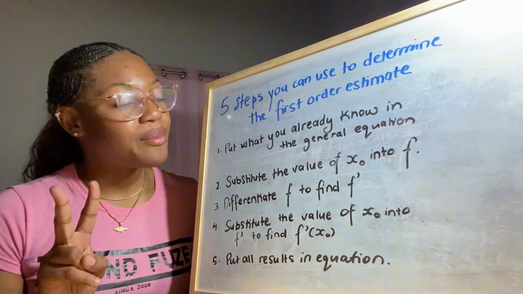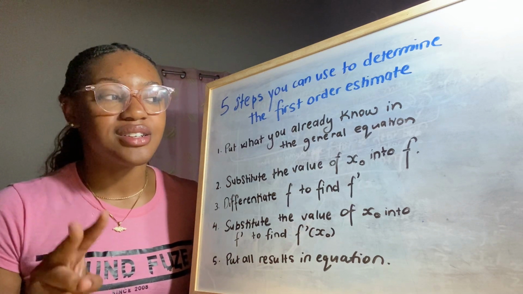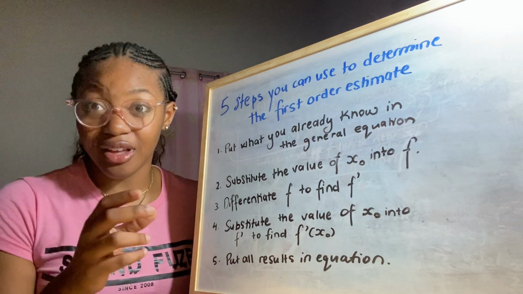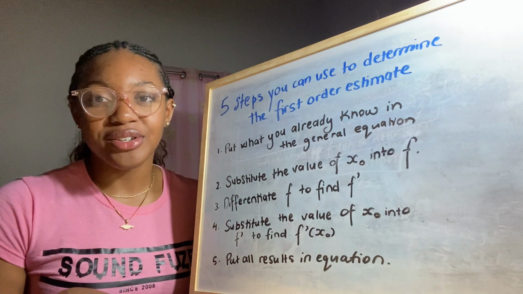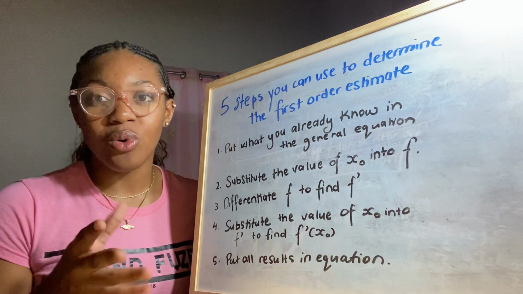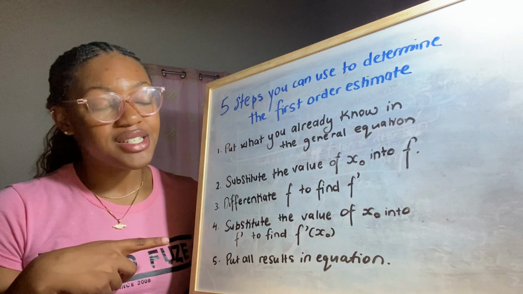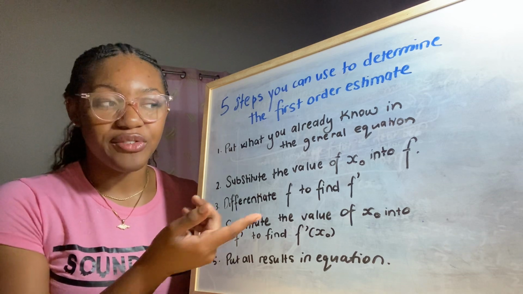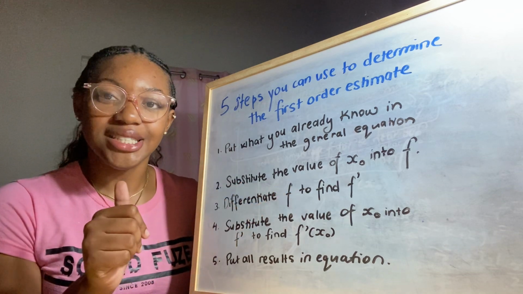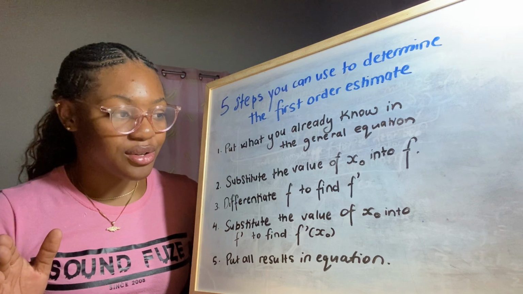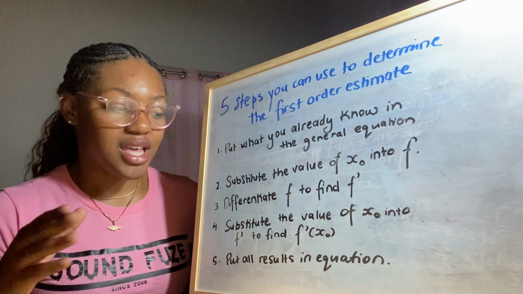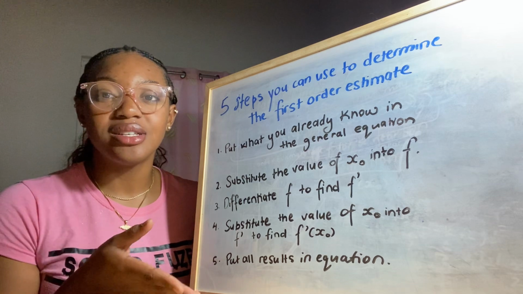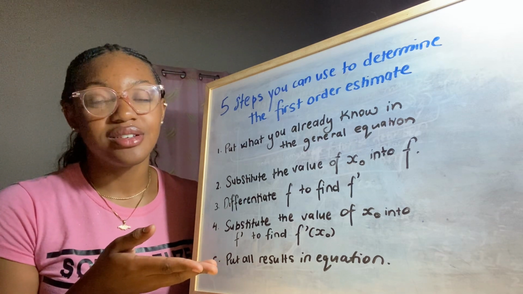Our second step is to substitute the value of x naught into f. When you substitute the value of x naught into f, the given function, you're just going to find f of x naught. So you want to find that value. Our third step is to differentiate the given function f to find the first derivative, f prime. And after doing that, you should substitute the value of x naught into f prime, the first derivative of the function, to find what is f prime of x naught.